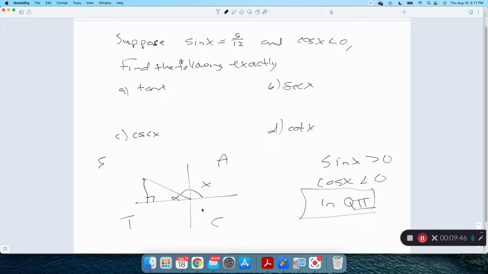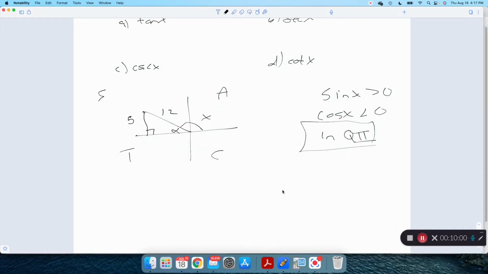Sine is opposite over hypotenuse. So from this reference angle, opposite must be 5. Hypotenuse must be 12. How am I going to find that third side? I'm going to have to use Pythagorean. So maybe we'll call this side A here. Then a squared plus 5 squared should be 12 squared. A squared plus 25 should be 144. A squared would be 144 minus 25.